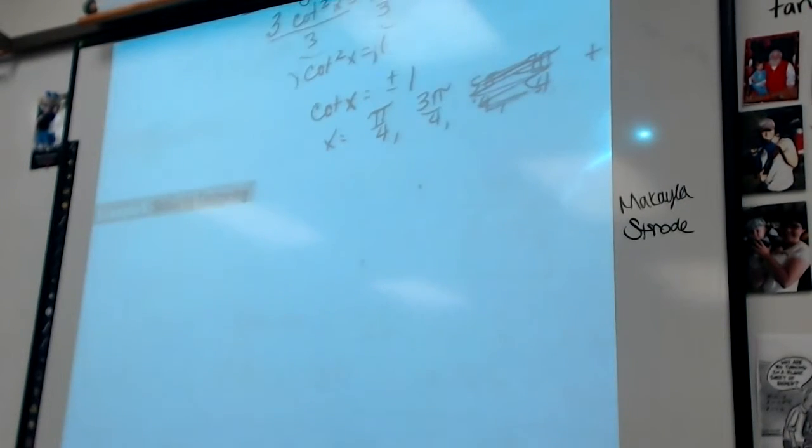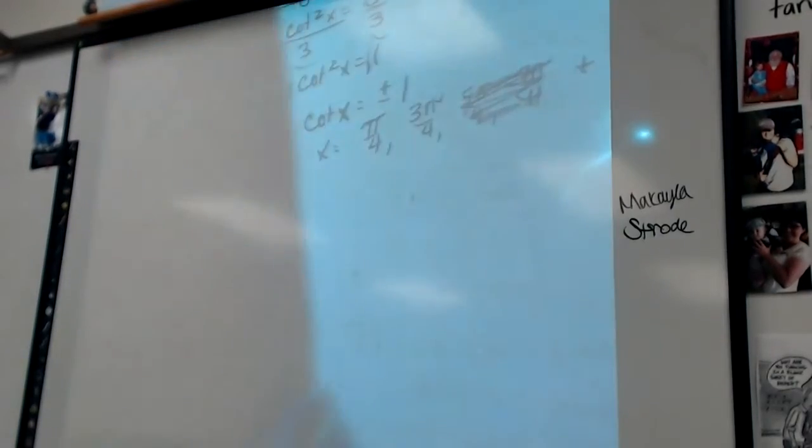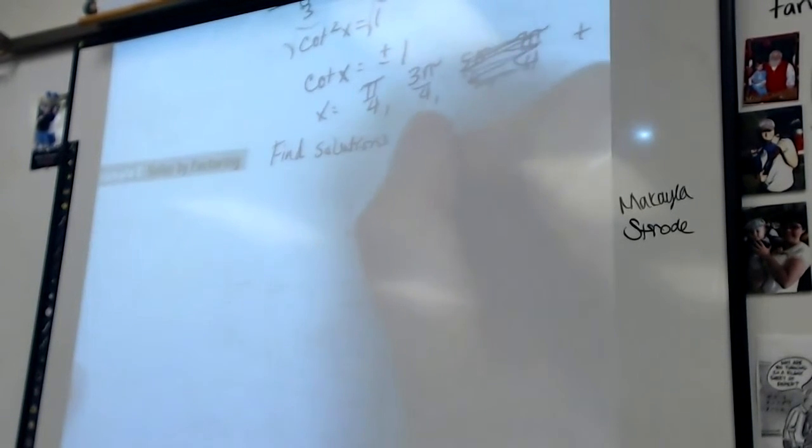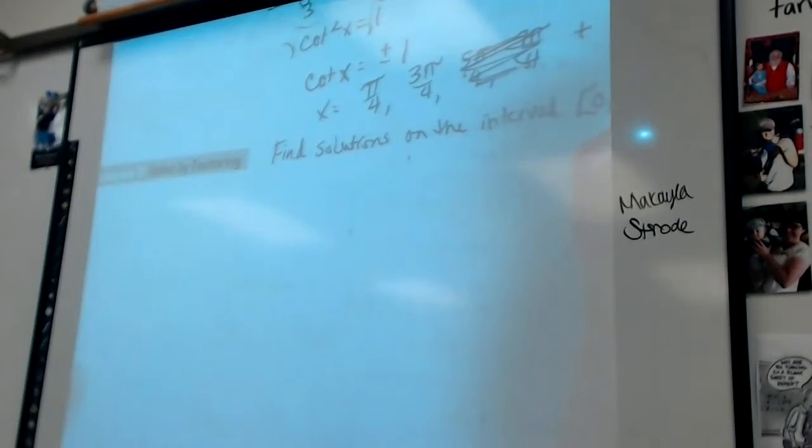So you've got to be careful. As you can see, I was not careful. We'll just go ahead and skip the back part. No, we're not skipping the back end part. Okay. Now, on this one, the directions are find solutions on the interval 0 to 2 pi.